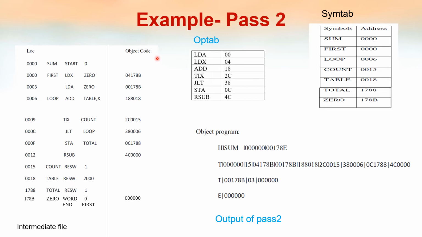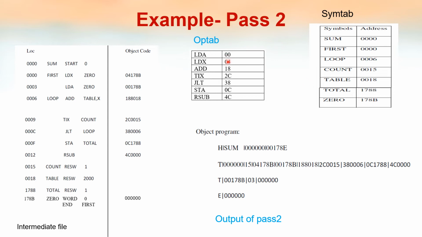Before coming to the algorithm for pass 2, we can try to understand this example, the same example we have used for pass 1. After pass 1, the output of pass 1 is given as the input to pass 2. So what is the output of pass 1? The intermediate file, which means the source program with each line's addresses assigned. That is one output of pass 1, and another output is the SYMTAB, that is labels with the corresponding address values.